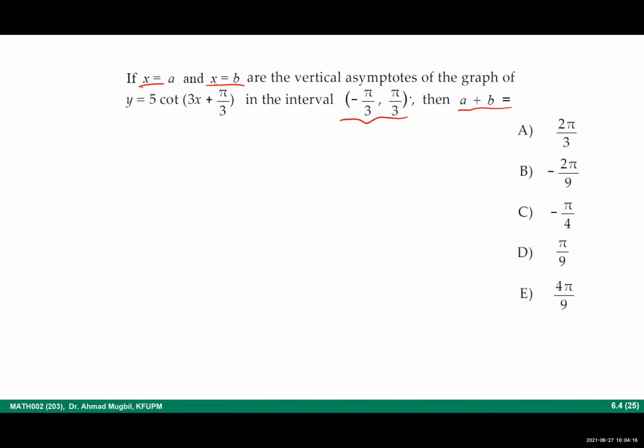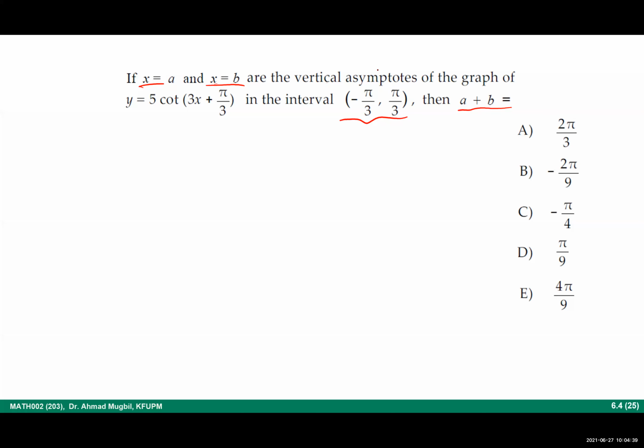I will give you, Shabab, time to solve this, and I will launch a new poll for you, so you can choose the right answer when you finish solving. Please, guys, take a pen and paper and start thinking about finding the vertical asymptotes of this.